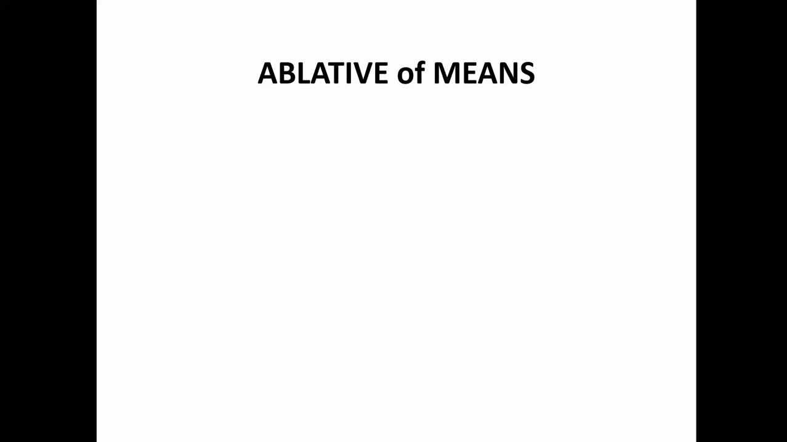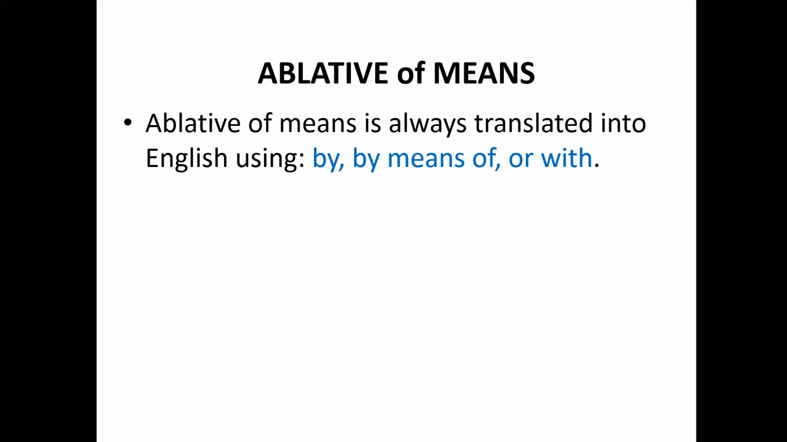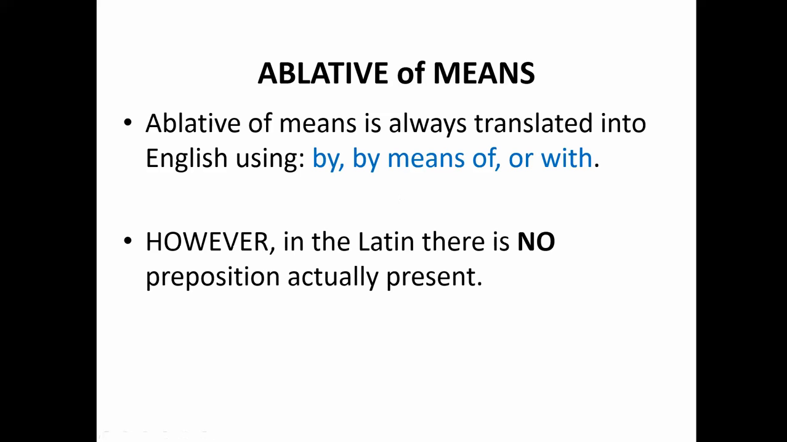Ablative of means. This was our other topic. So ablative of means is a way of using the ablative to say by means of, or with. And it tells how you've completed something. With what? What tool or implement have you used to do something? In Latin, there's actually no preposition present. So you'll just see a word in the ablative.